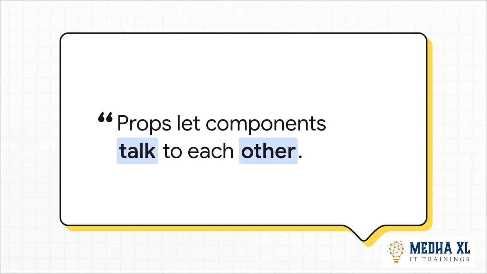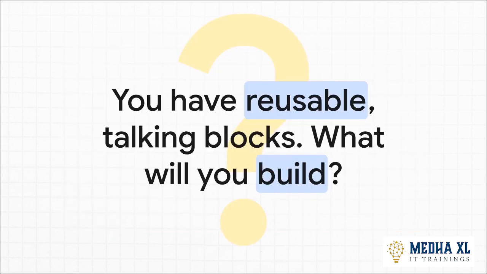It's how a parent can tell a child what to do, what to show, how to behave. It's how developers are able to build these incredibly complex, interactive websites from tiny, simple, independent building blocks. And really, that's the whole idea. Reusable components are your building blocks, and props are the instructions that bring them to life. With just these two concepts, you've basically got the foundation for building almost any user interface you can possibly imagine. So the only question left is, what will you build first?